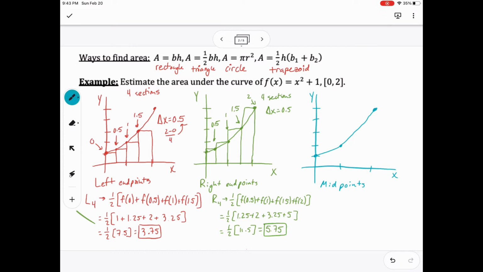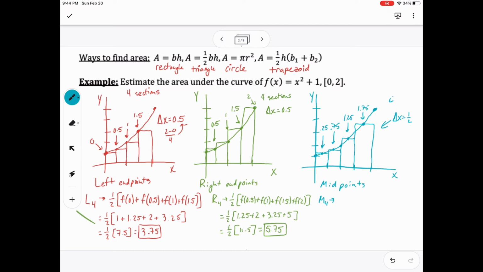Now notice that one is smaller than the other. This kind of creates an upper and lower bound situation. Now midpoints would be in the middle. So using the same width, it's where that width would hit the middle of your rectangle. So it's in between the left endpoints and the right endpoints a little bit.